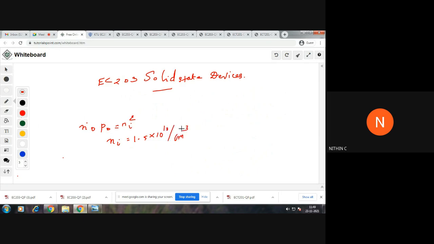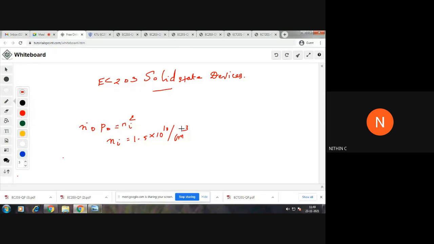Sometimes in questions it will not be given. Then, if your sample is silicon, you take it as 1.5 into 10 raised to 10 per centimeter cube. Mostly it will be given. If it is not given in the question, you should remember this value. For the silicon case, remember it. It will be 1.5 into 10 raised to 10. Mostly it will be given in the question.